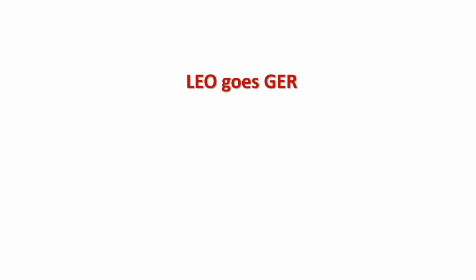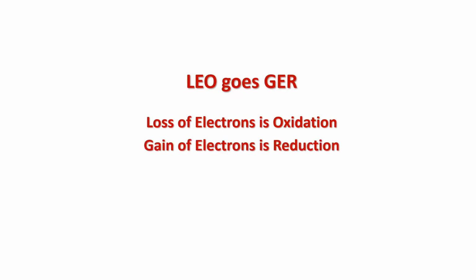A redox reaction is any reaction in which elements experience a change in oxidation state due to the transfer of electrons. Redox is short for reduction and oxidation. I've always remembered that LEO goes GER. Loss of electrons is oxidation, gain of electrons is reduction.